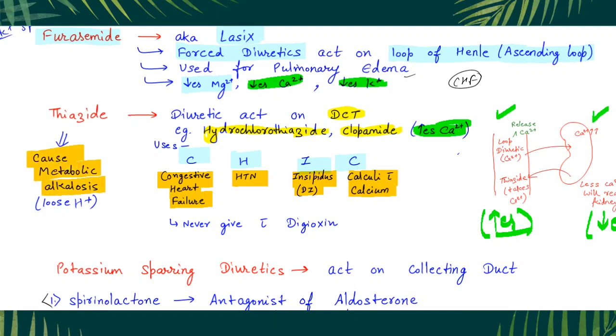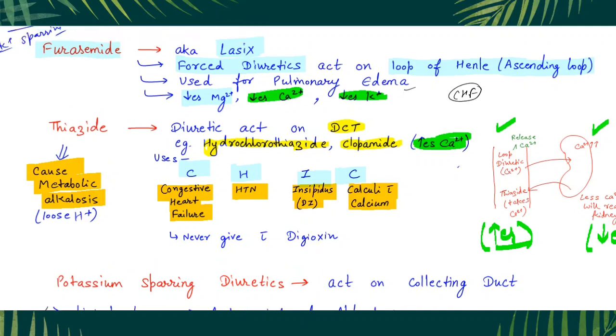Remember the previous year question paper that it caused metabolic alkalosis. So which diuretic causes metabolic alkalosis? That is thiazides. How do they do it? By losing hydrogen ion. If hydrogen ion is removed, alkali will remain in our body, so it causes metabolic alkalosis. So thiazide causes metabolic alkalosis. These are the diuretics which decrease the calcium.